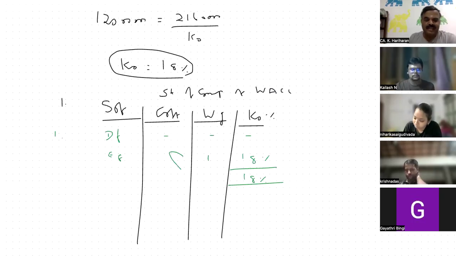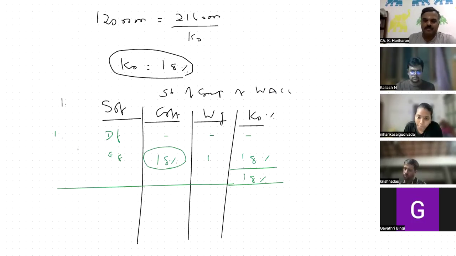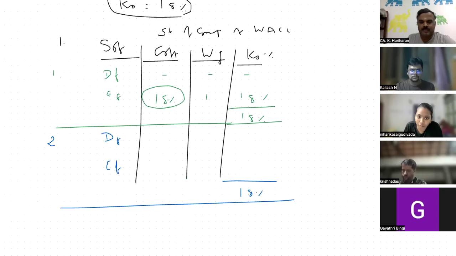Go for the second case. Debt fund, equity fund. KO is equal to 18%. Debt fund is how much? 10 lakhs. Yes, sir. Weightage 10.